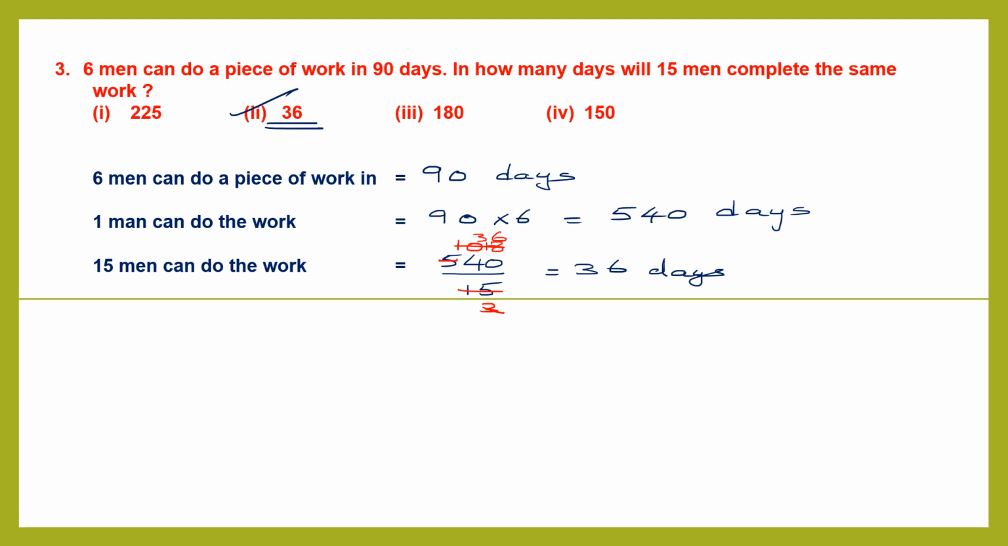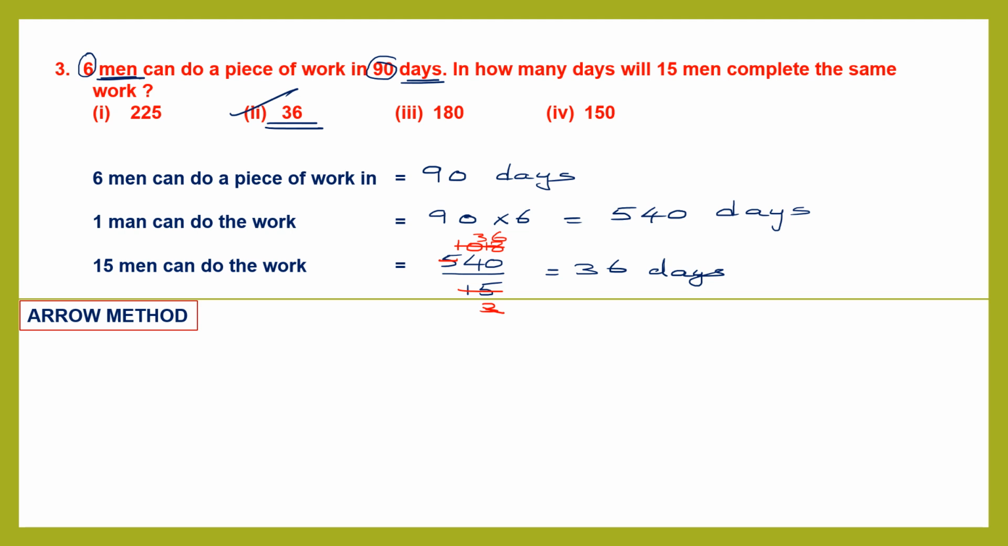So this is one way of doing it. Another way of doing it is the arrow method. So let me teach you the arrow method. In the arrow method, we have to make two columns. Now here, what are the numbers we have? We have the number 6 here, 6 men, and again we have the number 90 days. So our columns have to be men and days.